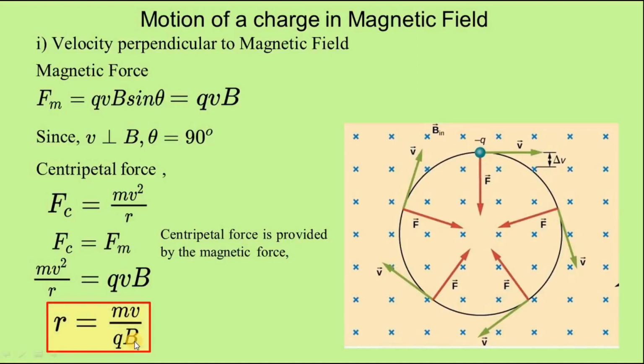Now we find the expression for the time period of the orbit. Time period is the time taken by the charge to complete one circular motion. The time period is given by T equal to 2 pi r by v, where 2 pi r is the circumference of the circle and v is the velocity. Substituting for r from the previous equation, we get T equal to 2 pi m by qB.